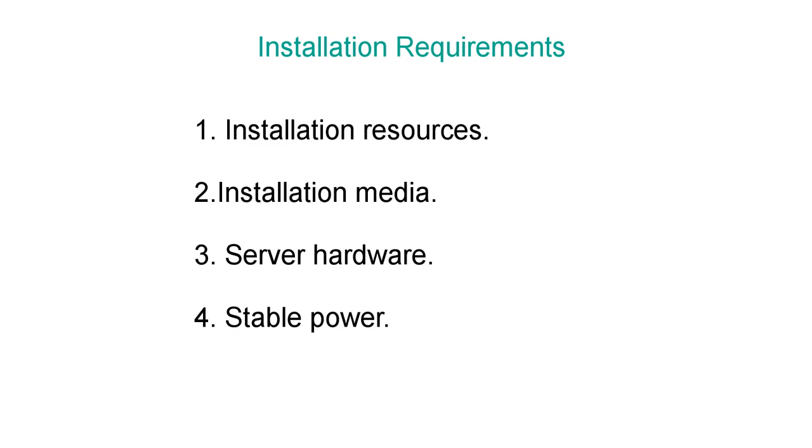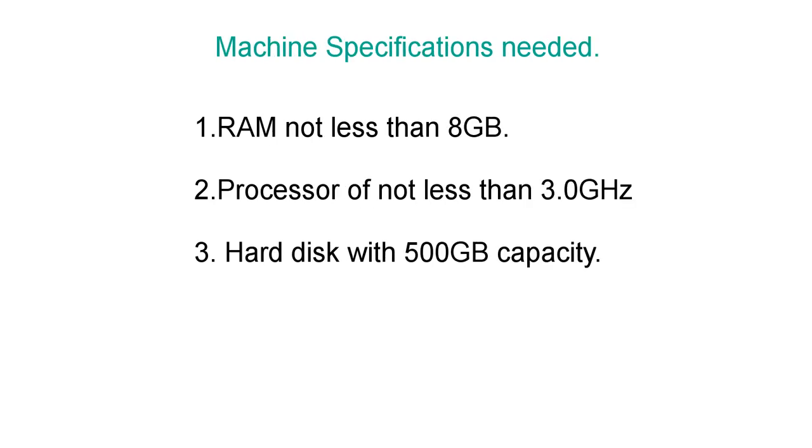For you to install Ubuntu server, you will need hardware of the following specs. At a minimum, you will need RAM of 8 GB, a processor speed of about 3.0 GHz or above, and hard disk capacity of about 500 GB. These are just the minimum requirements for you to successfully install Ubuntu server. So once you have those specifications for your hardware, it is time to start your installation.